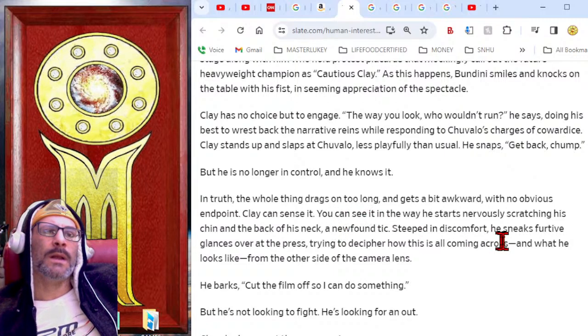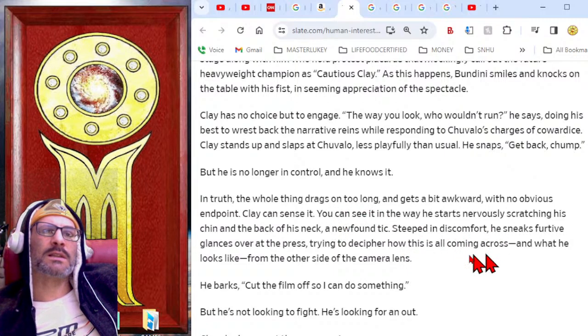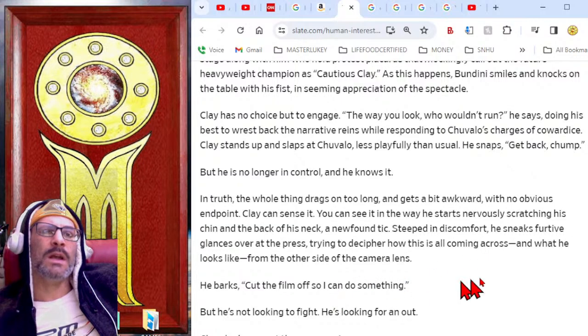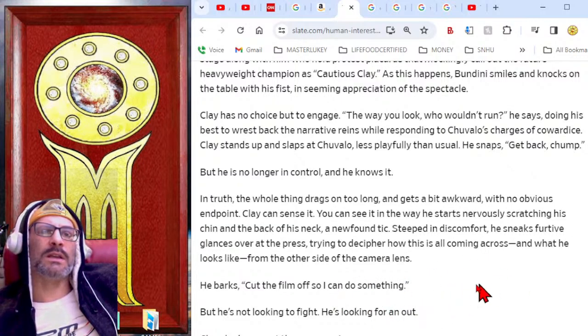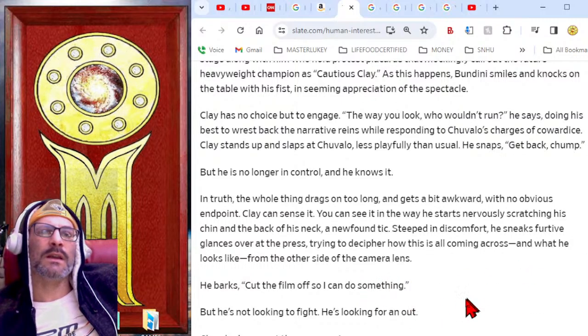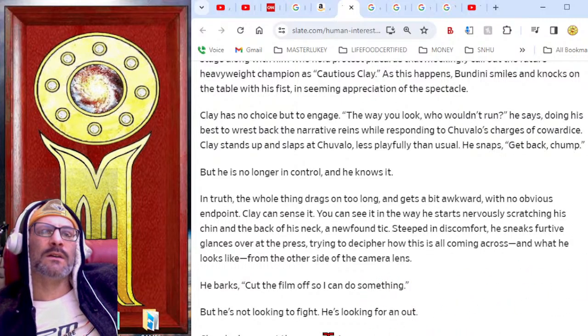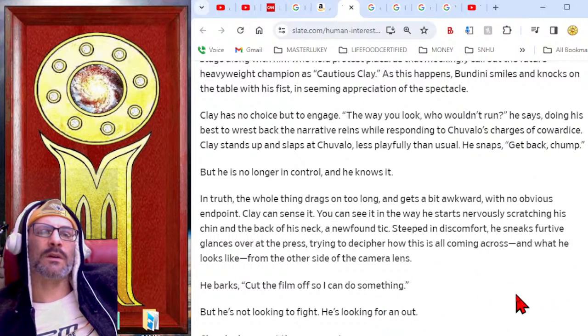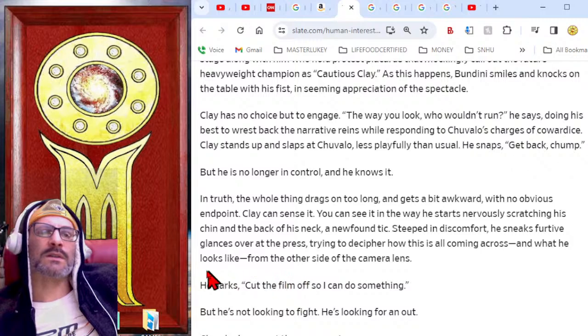In truth, the whole thing drags on too long and gets a bit awkward with no obvious endpoint. Clay can sense it. You can see it in the way he starts nervously scratching his chin and the back of his neck, a newfound tic. Steeped in discomfort, he sneaks furtive glances over at the press, trying to decipher how this is all coming across and what he looks like from the other side of the camera lens.